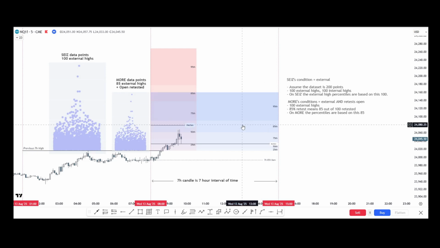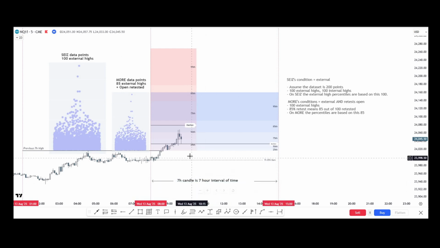So if we look here, we're looking at 7-hour candles, 7-hour time periods. So we've got one that starts at 1 a.m. and we've got one that starts at 8 a.m. So between these vertical lines here, we're looking at a 7-hour candle or a 7-hour interval of time.